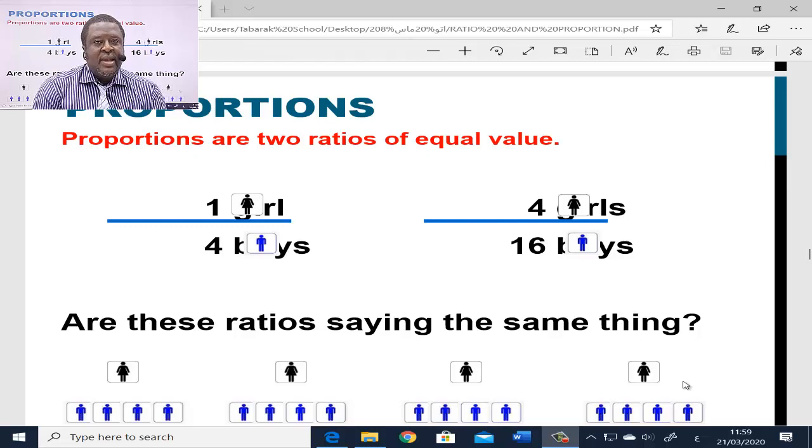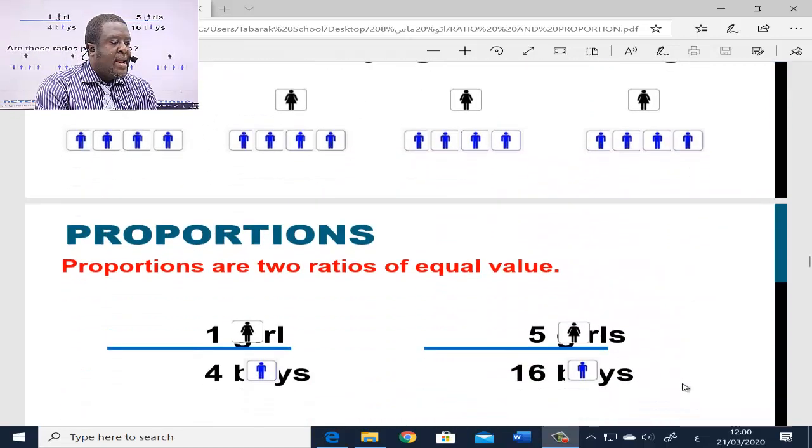So what do they mean by 2 ratios of equal values? They are talking about equivalent ratios. For instance, if you have 1 over 4 and 4 over 16, we have what? 2 equivalent ratios set up together becomes a proportion.